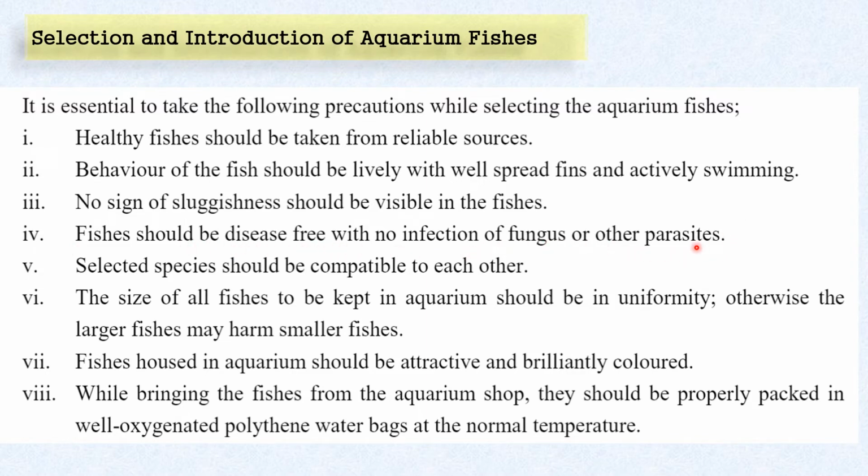Okay. Then selected species should be compatible with each other. So this is very important. What we have to consider is that the fishes which we are going to keep together in the same aquarium must be compatible, because there are some species which don't live together, right? So such fish should be avoided.